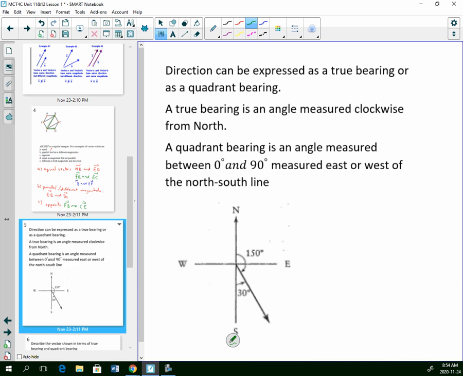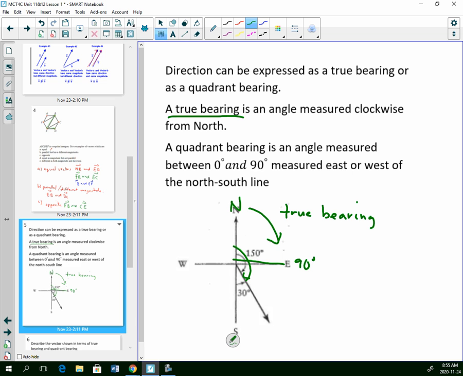Okay, it'll also talk about direction in bearing. There's a difference between true bearing and quadrant bearing. So true bearing is measured from north. So if you think of north, south, east, west, and it goes in the clockwise direction. So this is true bearing. So 150 degrees would be from 0 north ending up here, thinking about east as 90, right? So east would be 90 degrees, so 150 would be all the way down at the bottom.